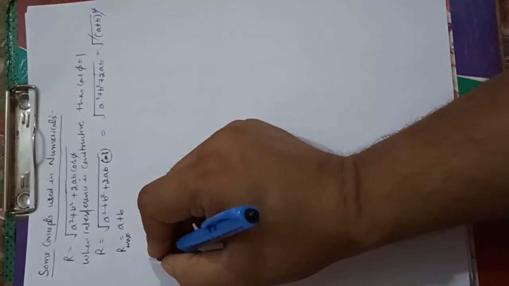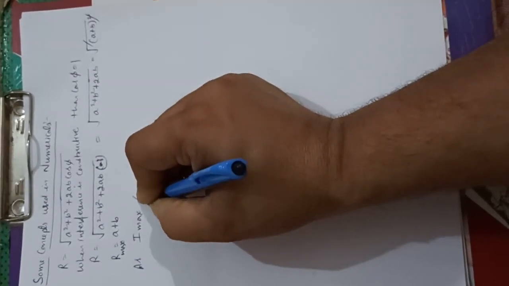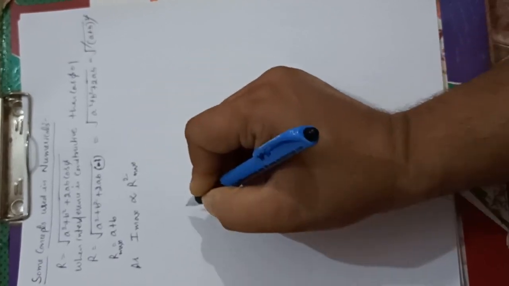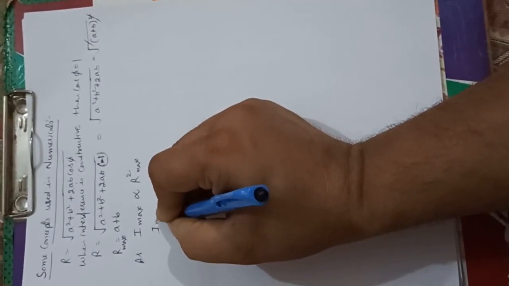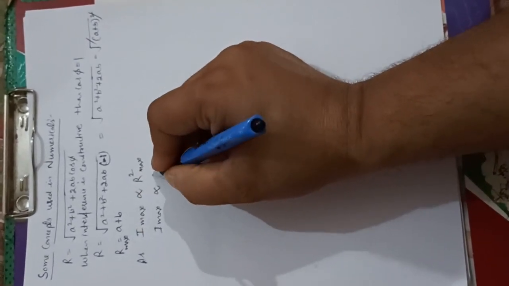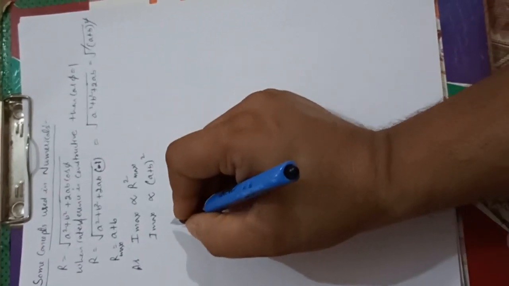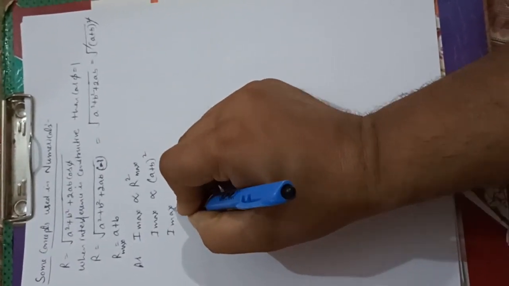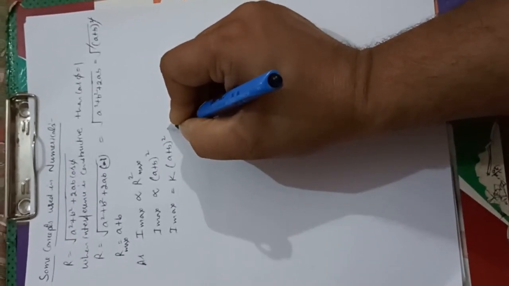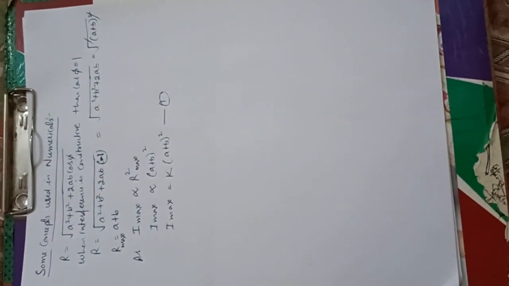As we know, maximum intensity is directly proportional to square of the amplitude. So इसको लिखेंगे R maximum square. Second thing is I maximum is directly proportional to R maximum squared, and R maximum की वैल्यू आपके पास आ रही है a plus b. So we can write (a plus b) whole square. I maximum is equal to k into (a plus b) whole square. This is equation number 1.